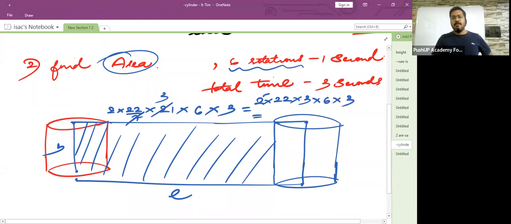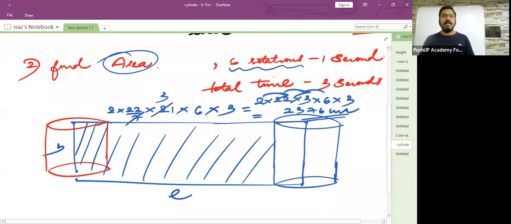How much would it be? 44, 132. 132 into 6 is how much? Can you just tell me what the distance is? 2376. Thank you so much. 2376 centimeters is the distance covered by the cylinder, isn't it?